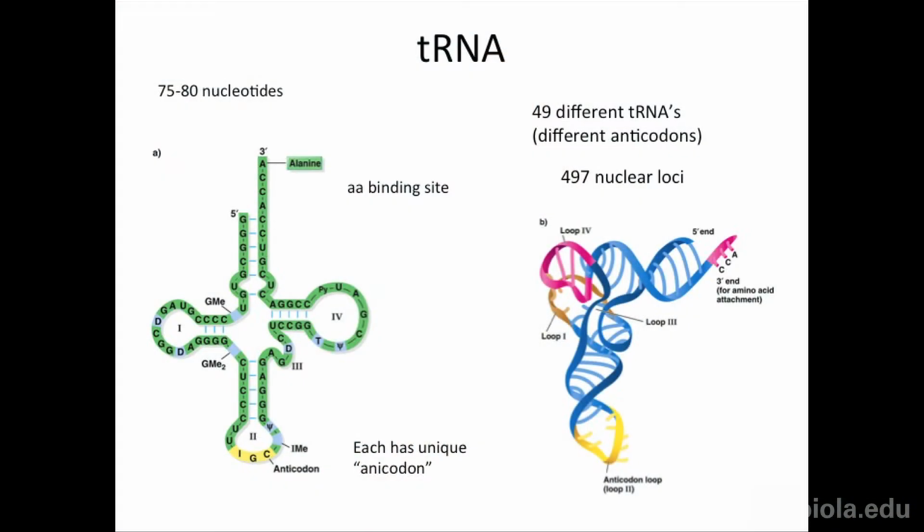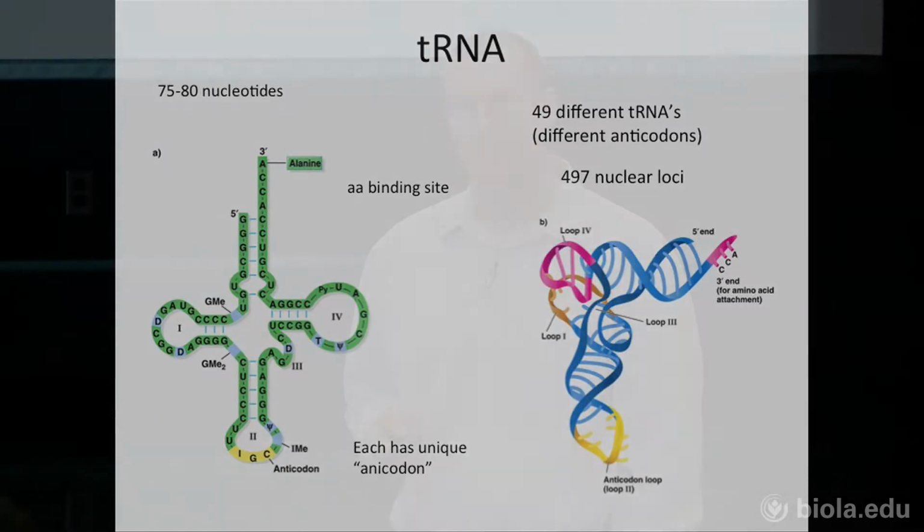There are 49, at last count, I think this is the human, 49 different tRNAs that have different anticodons on them. That's more than you would guess. That's because you have mitochondrial specific ones. The mitochondria has a slightly different genetic code than a human does. So there's 22 mitochondrial, and then the difference of that would be the humans.